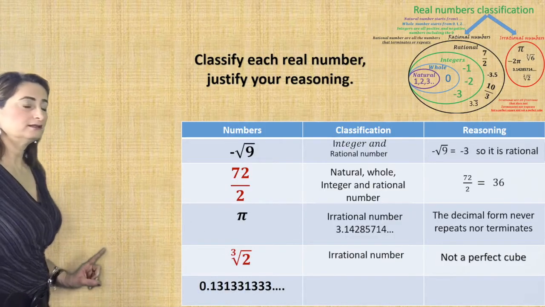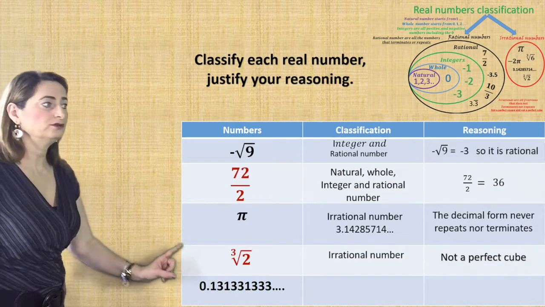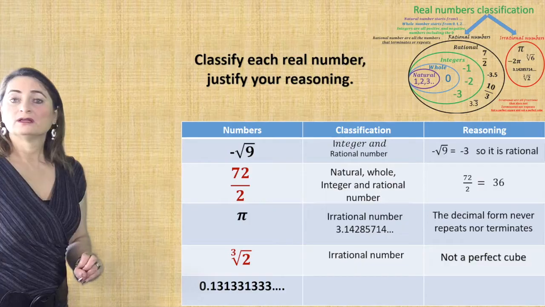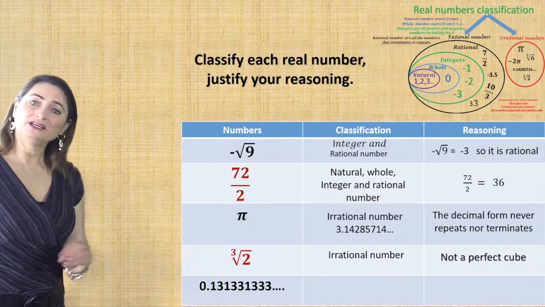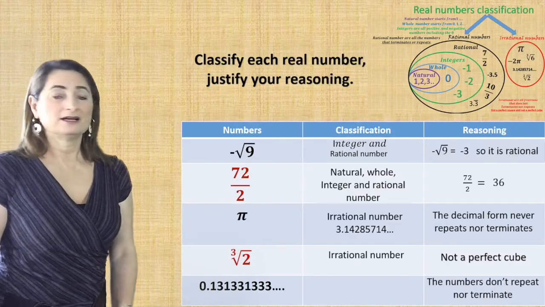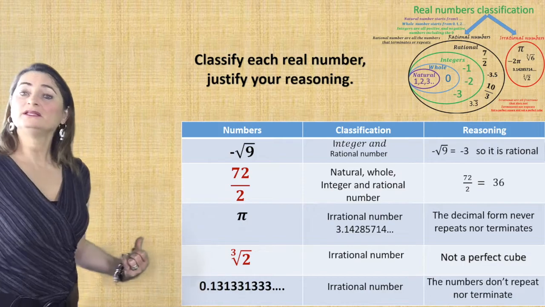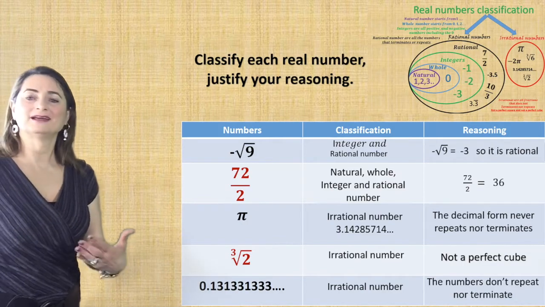Now watch this number, 0.13, then 133, then 1333. Watch how they keep adding 3 to the repeated form. So the number does not repeat nor terminate. Those dots mean it does not terminate. And they did not repeat 1, 3. They kept adding that 3 to it.